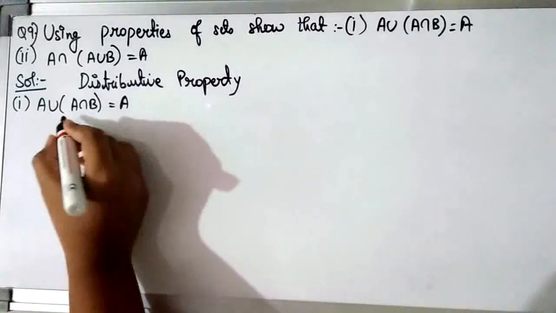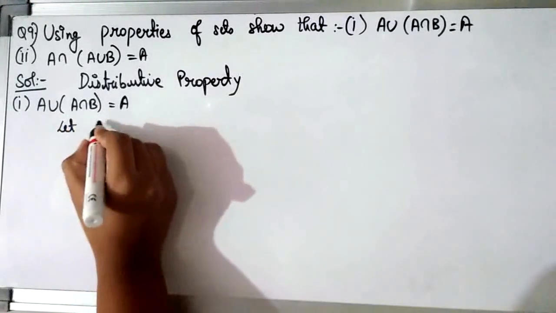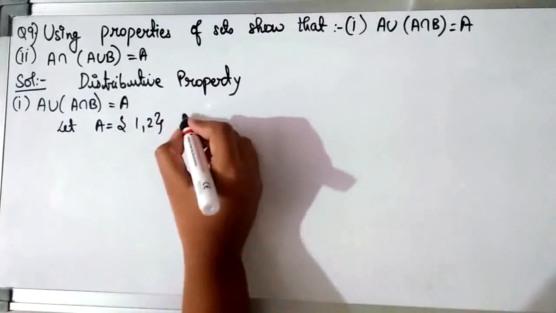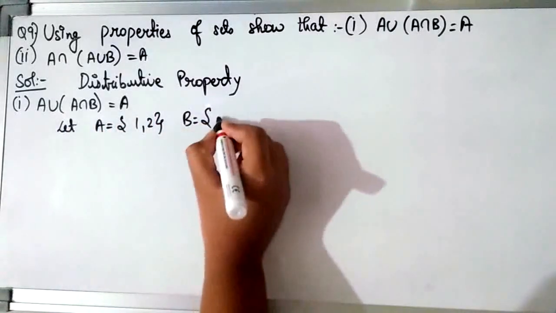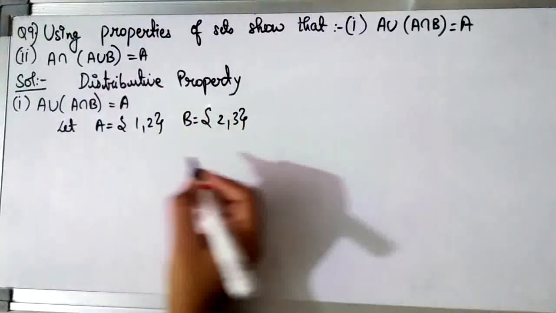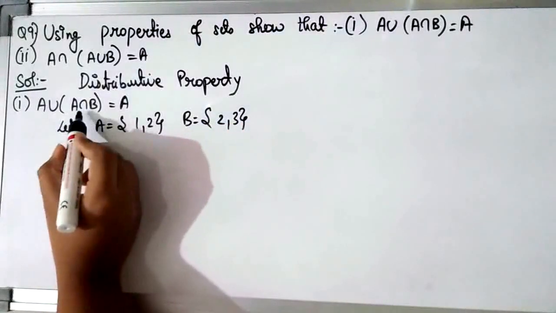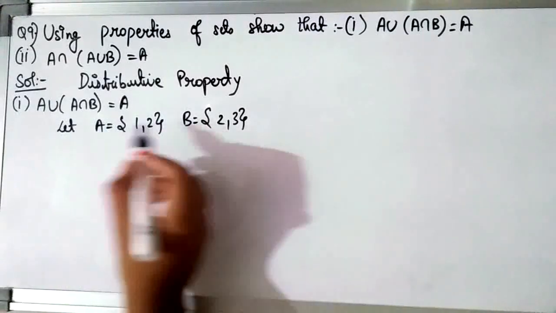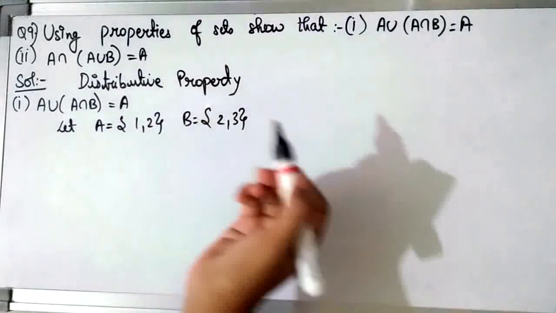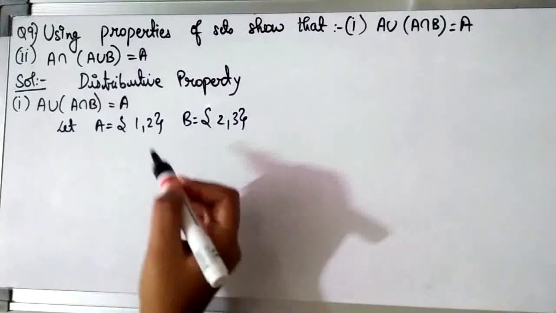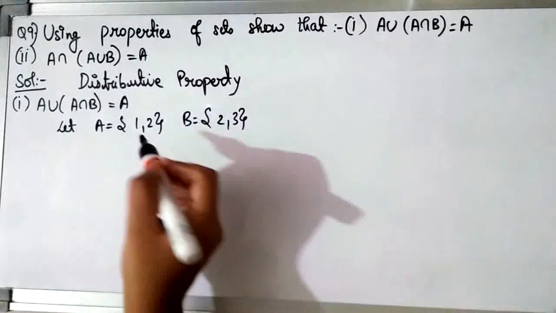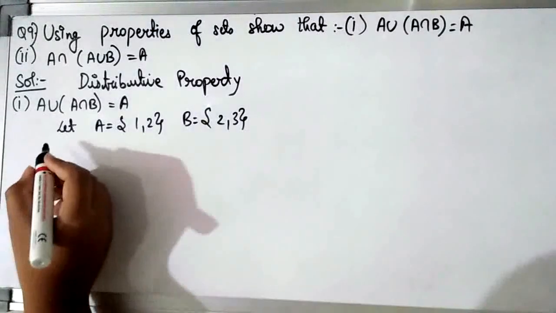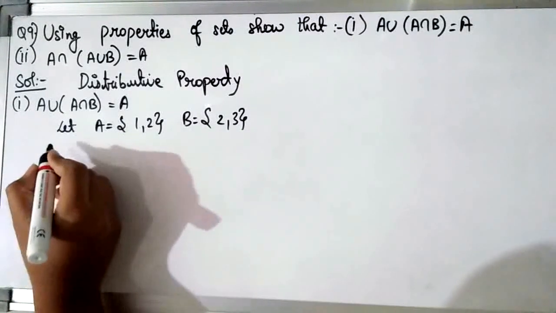Now first we will take two sets A and B. Let A be 1, 2 and B be 2, 3. Now since I told you, whenever you get the sign of intersection or whenever you get the difference of two sets, always take your sets in such a way that there should be at least 1 or 2 elements common in that. Only then you will get your answer right. So here we have 2 common in both the sets. So let's solve.